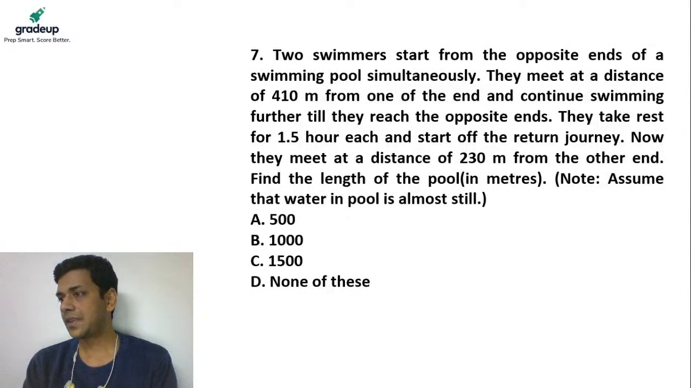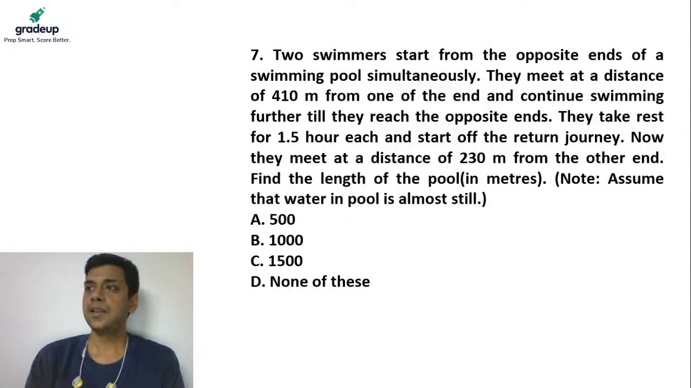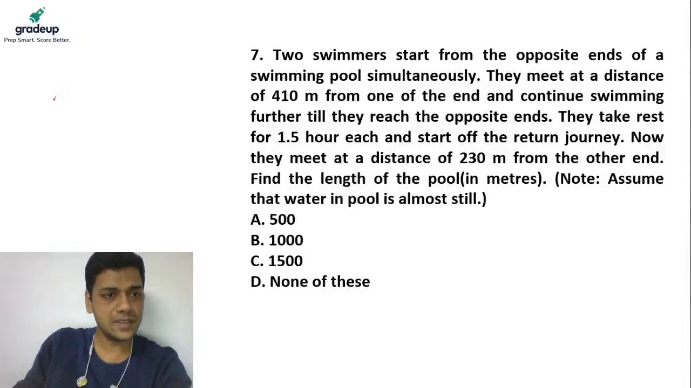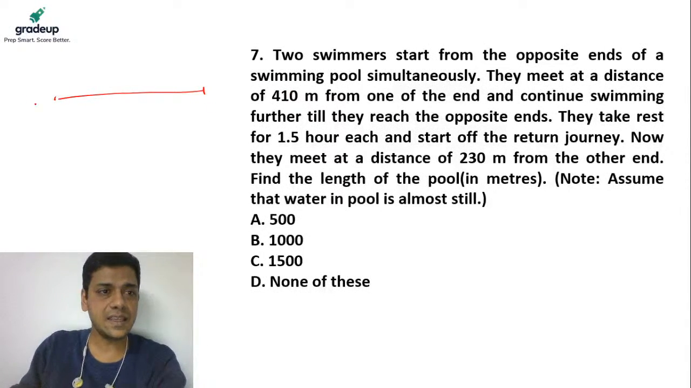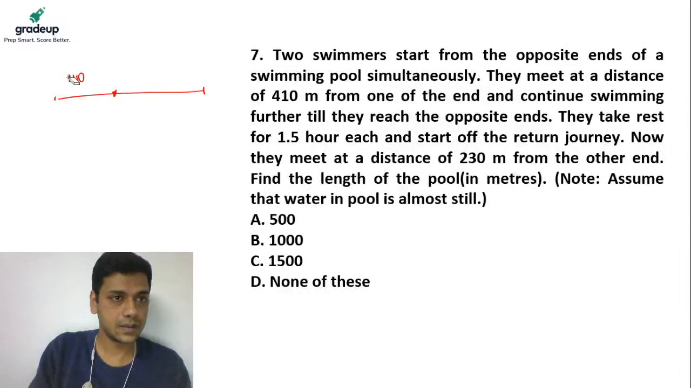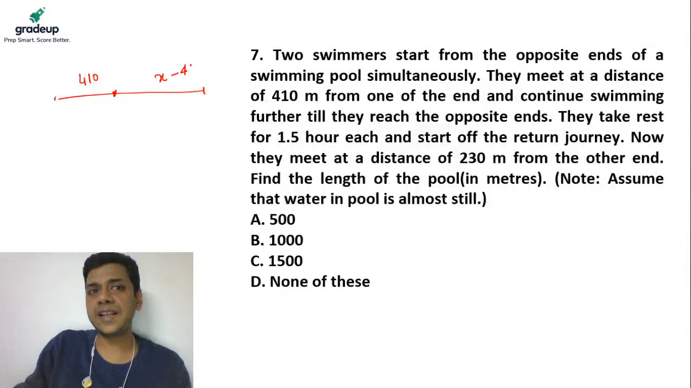The water is still. Okay, how to do it? Now, just understand there are two persons. Let's assume the total length of the track to be x. So can I say when they meet for the first time, one person has traveled 410 meters and the other person will travel x minus 410 meters.